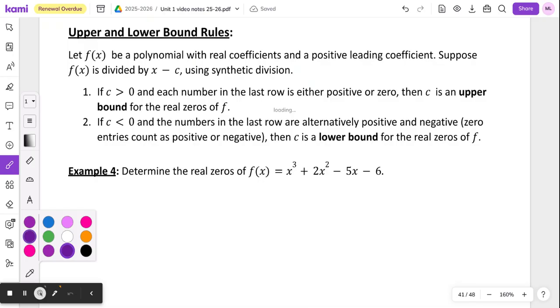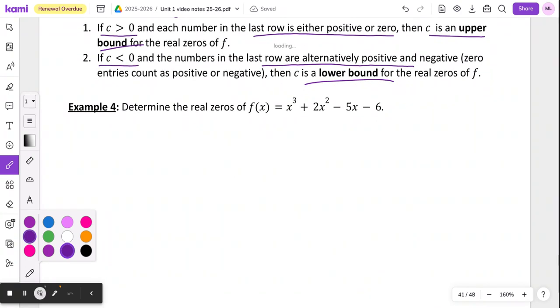If we have f of x as a polynomial with real coefficients and a positive leading coefficient, so nothing new. If we divide by x minus c using synthetic division, when c is greater than 0, so right here this is a positive, and each number in the last row is either positive or 0, then c is an upper bound. I'll point that out as we go. If c is less than 0, and the numbers in the last row alternate between positive and negative, so they go back and forth, where 0 counts as either one, then c is a lower bound. Okay, so what does that mean?